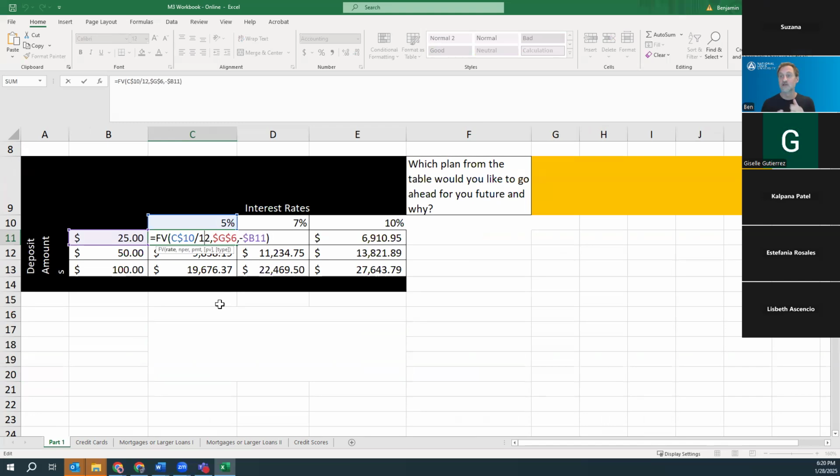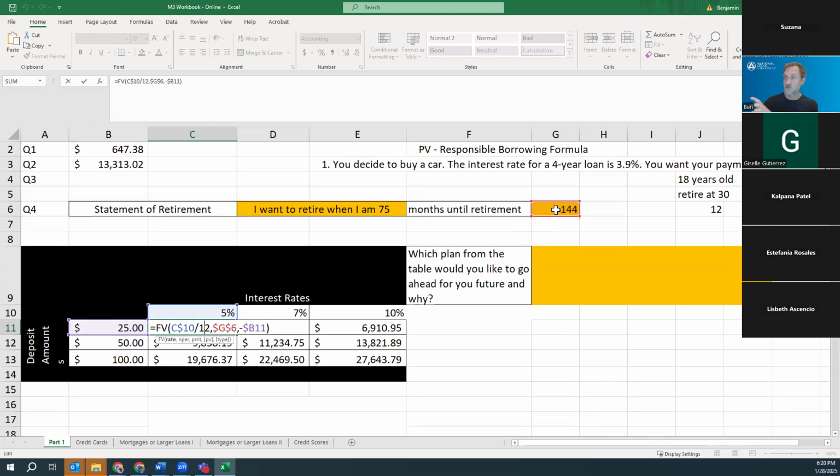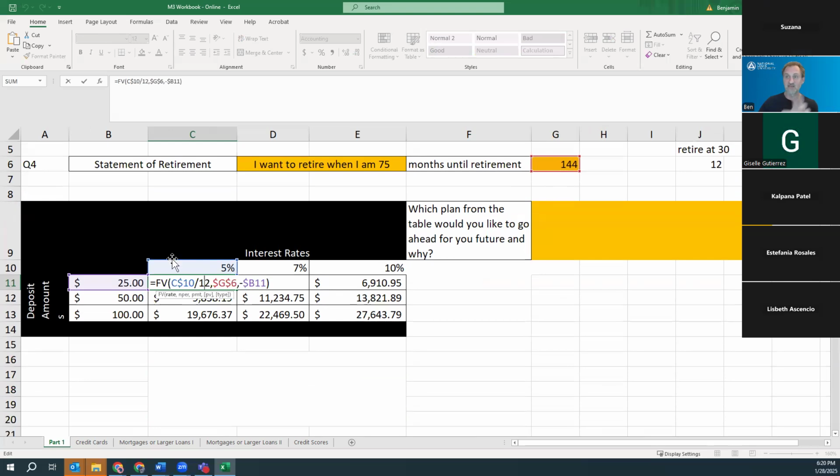But basically, you've got C10, which is the interest rate. We're dividing it by 12. So that's the same thing we did last time. We've got G6, that's N per. And if you scroll up, you'll see that's highlighting this box here. And then we've got B11, which is how much we're putting away every month. So the FV formula, very similar to PMT and PV, starts with the rate. Then we do N per, and then the last part is the monthly deposit.